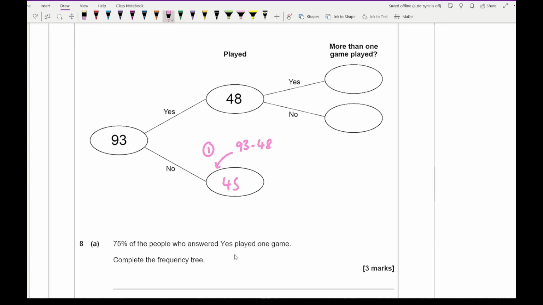45. Then for yes, for this one here, we've been told 75% answered yes. So we just need to work out 75% of 48. On the calculator, if I do 0.75 multiplied by 48, I get an answer of 36, and no, therefore, would be 12.